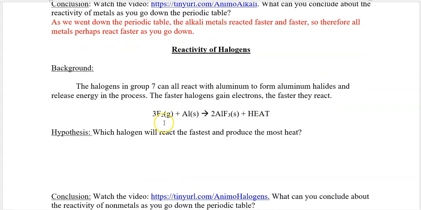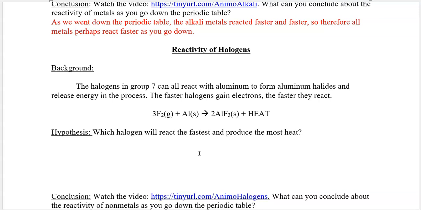All right. So let's look at halogens now. So we're on the other side of the periodic table. We were in group 1. Now we're going over all the way to group 7A or 17, depending on which numbering system you use. They can all react with aluminum. They form aluminum halides and they release energy in the process. So both of these are exothermic, which is something we'll learn in the next unit.